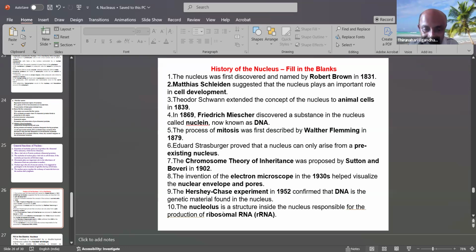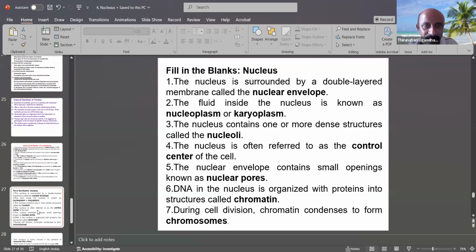Then the nucleus is the structure inside the cell. The nucleus is responsible for the production of ribosomal RNA. This is also part of the history of the nucleus. Then, fill in the blanks: the nucleus is surrounded by the double-membrane nuclear envelope. The fluid inside the nucleus is known as nucleoplasm, also called karyoplasm.